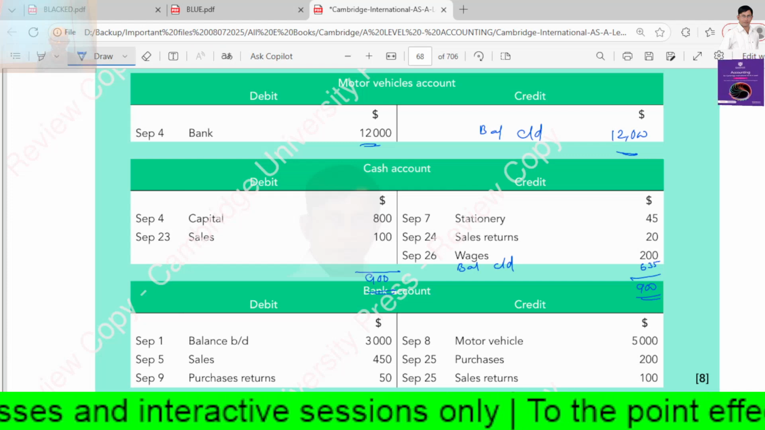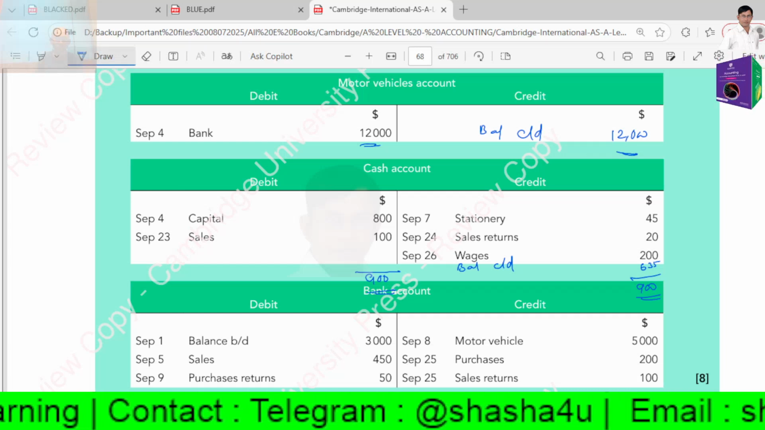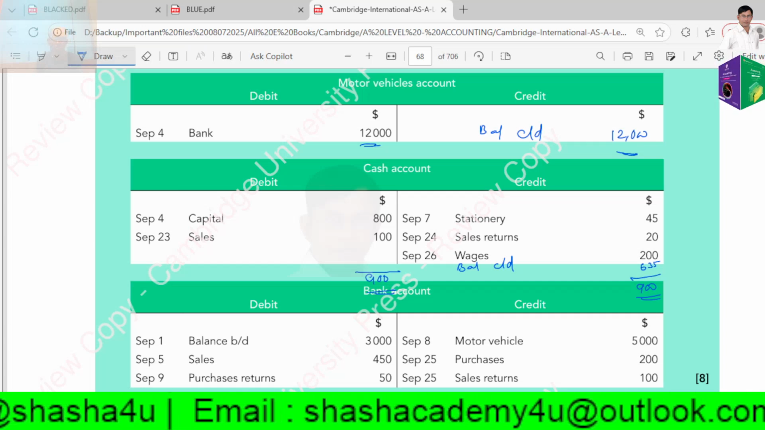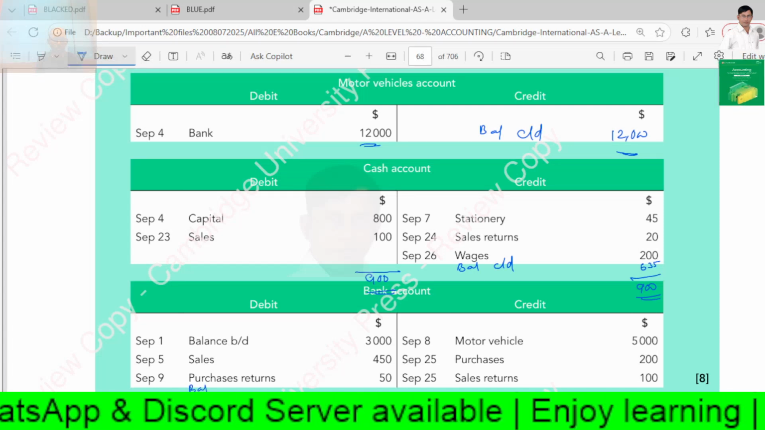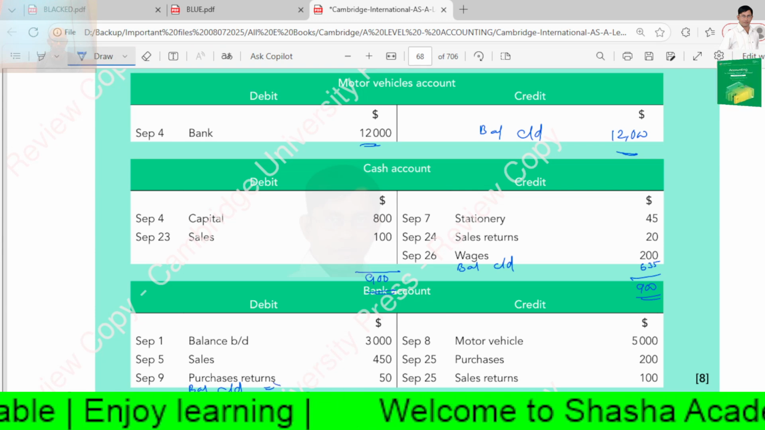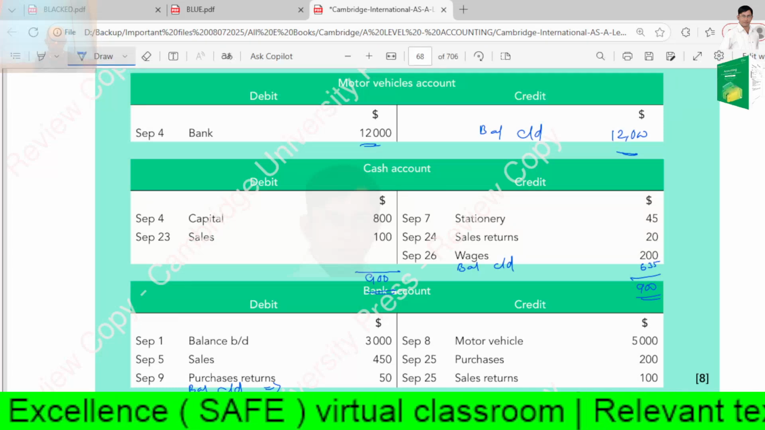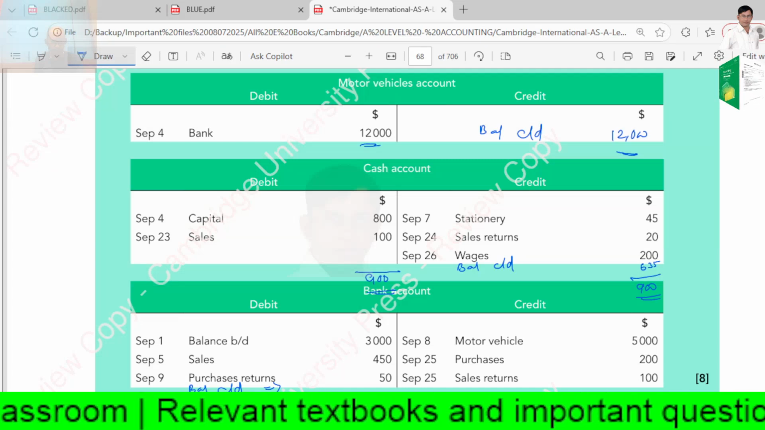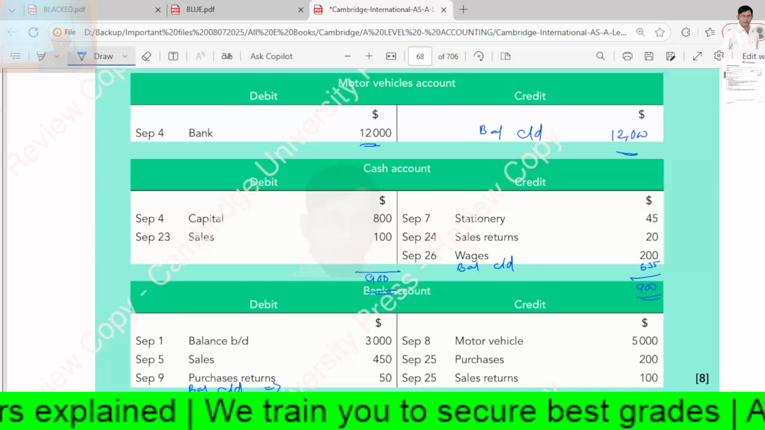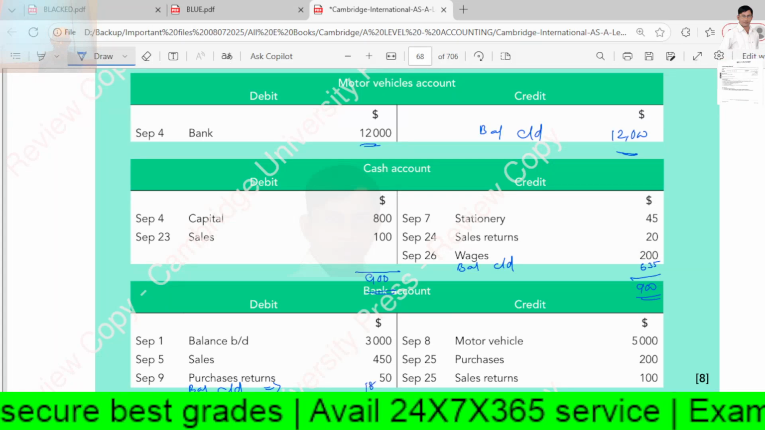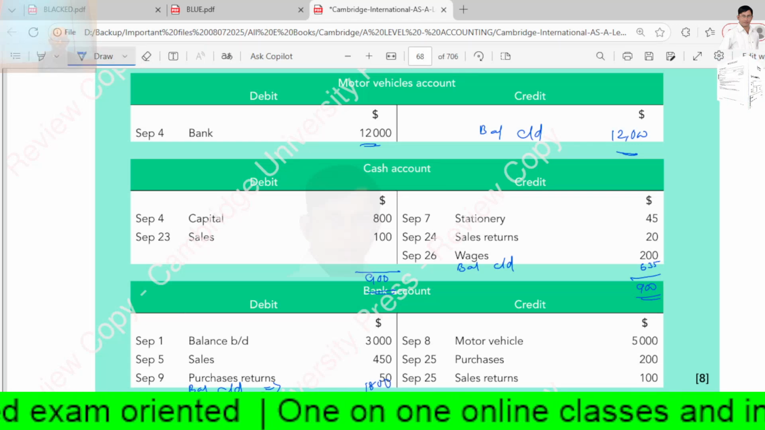Here the credit balance is heavier. See, 5,300 on this side and 3,500 on the other. Since the credit balance is heavier, the balance carried on will be on this side. 5,300 minus 3,500 is 1,800. So the balance carried on will be 1,800, and the total on this side becomes 5,300 as well.